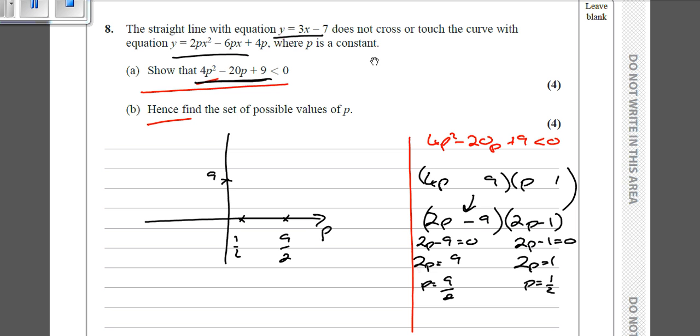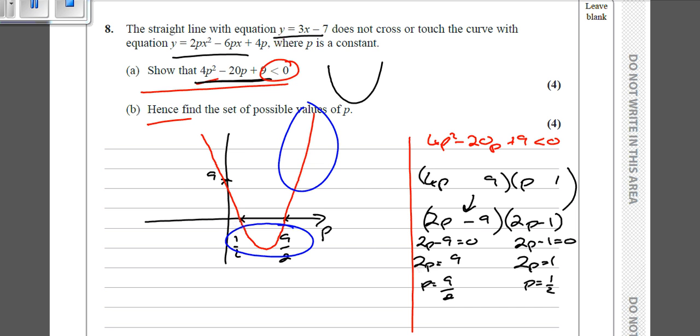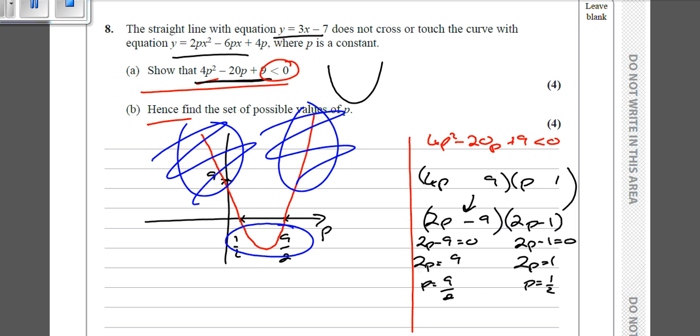So 9 over 2. If we sketch it, because it's a positive p squared, it's going to look like a positive parabola. So let's do that. It goes through there, and it's going to go up like that. Now what we've got to do is find out where that is less than 0. There's only one bit of the graph which is less than 0, which is this bit here. If it says greater than 0, we have two separate bits of the graph, so we need two separate inequalities. That's not the case in this question because it's less than 0. So there's only going to be one inequality.